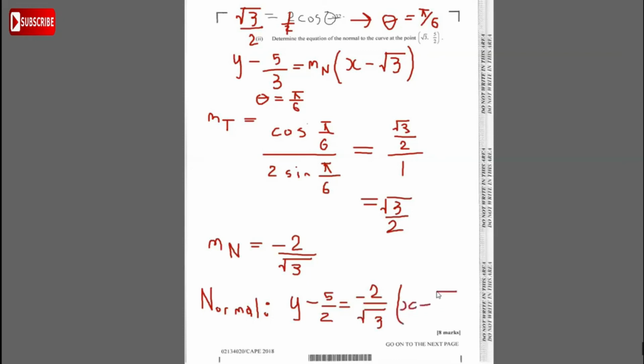Now, I am not going to go any further. I'm going to stop right here. You could proceed and simplify, make y the subject. So this is the normal. I'm not going any further. Nice and easy.